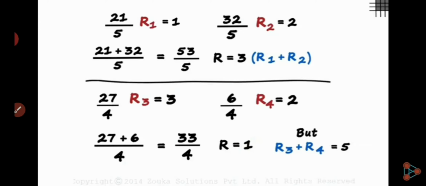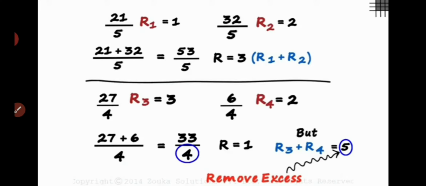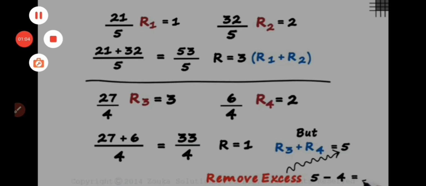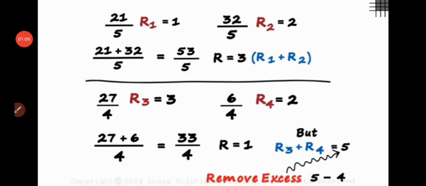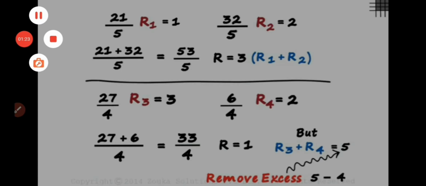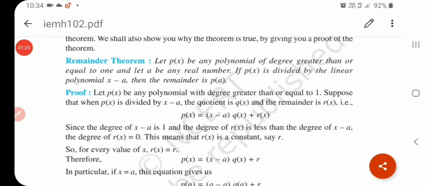Why? See here, we have to remove the excess. Our divisor is 4, so always our remainder will be less than 4. Here our remainder is 5, so always remove the excess number. So we have 5 minus 4, then we get 1. So our remainder will be 1.